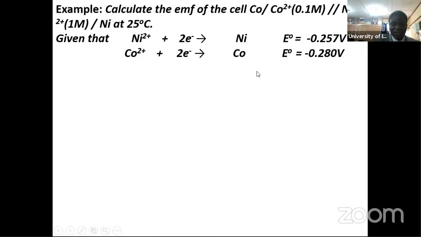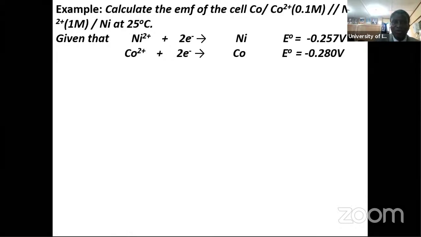So now let's look at this example. If you are to calculate the EMF of this, the electromotive force of this, you have been given the cell notation. It is now Co going to Co2 plus. And actually, your reduction potential is Co2 plus going to Co. That means you have to change this one, and your Ni going to Ni2 plus going to Ni. So that means you leave this one the way it is, and then you change the other one.